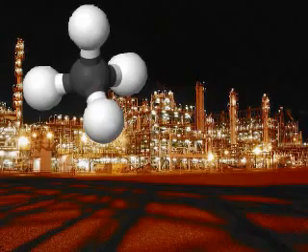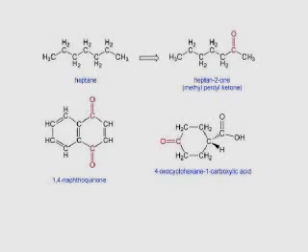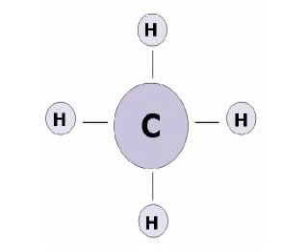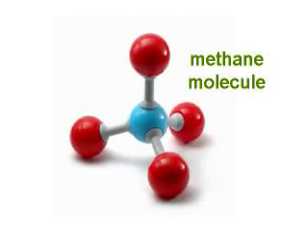Hydrocarbon molecules are found in all living plants and animals. These molecules are made up of hydrogen and carbon atoms in many configurations. We refer to the atoms as C and H: C for carbon and H for hydrogen. This means that a carbon atom can attach itself to up to 4 atoms of hydrogen. A common combination is 1 carbon and 4 hydrogen, which we call methane.